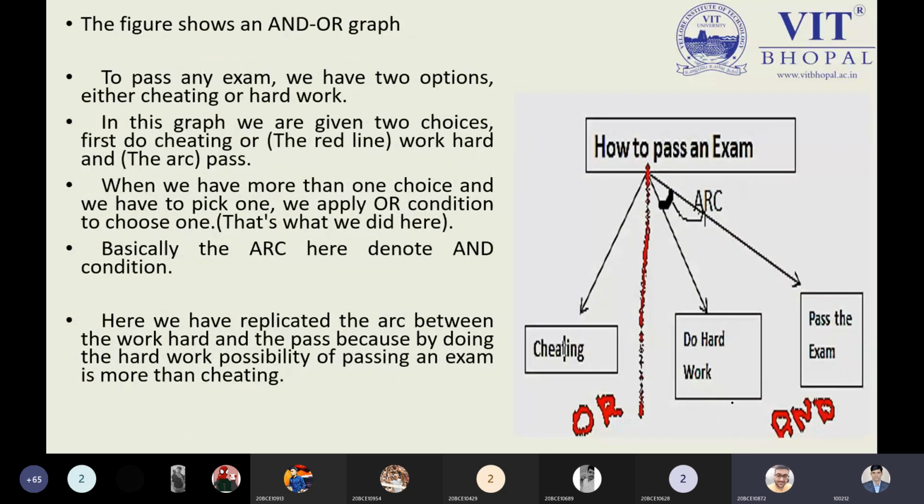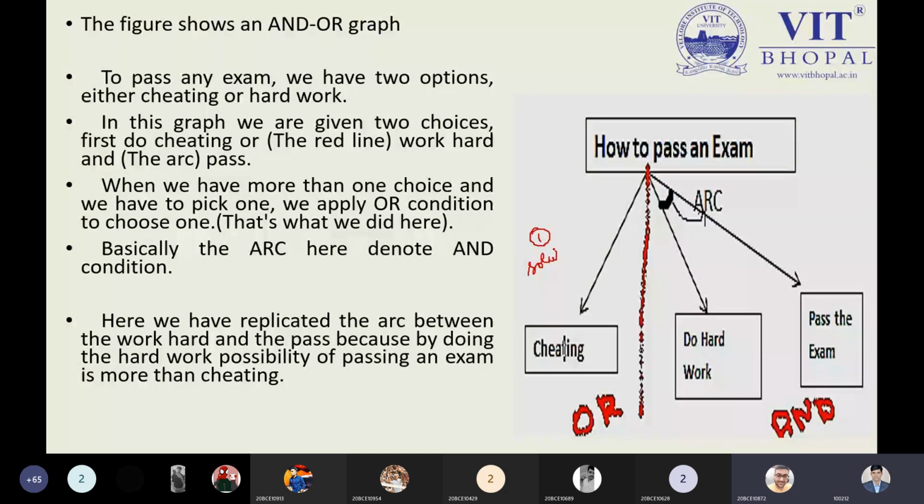Let me explain this AND-OR graph with the help of a very simple example. It's a very simple example I'm taking from your real-life scenario. How to pass an examination? You have two options. Either you can cheat in the exam, or you can do the hard work and pass the examination. One is a very simple option: you can cheat yourself to pass the examination. So this would be one solution.